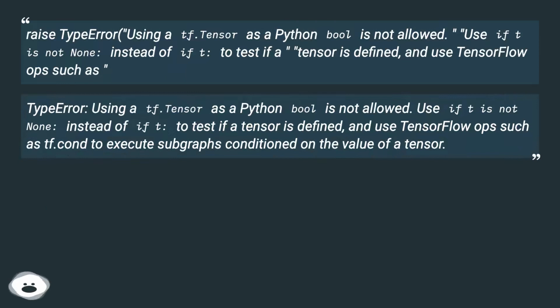TypeError: Using a tf.Tensor as a Python bool is not allowed. Use if t is not None instead of if t to test if a tensor is defined, and use TensorFlow ops such as tf.cond to execute subgraphs conditioned on the value of a tensor.